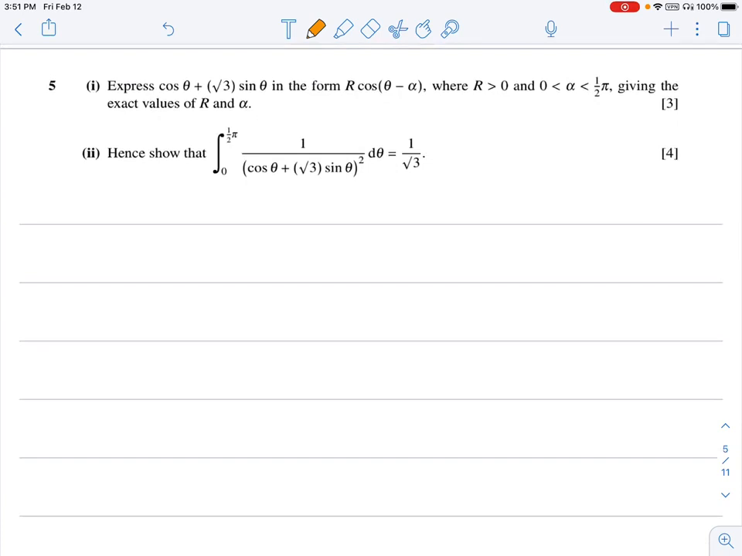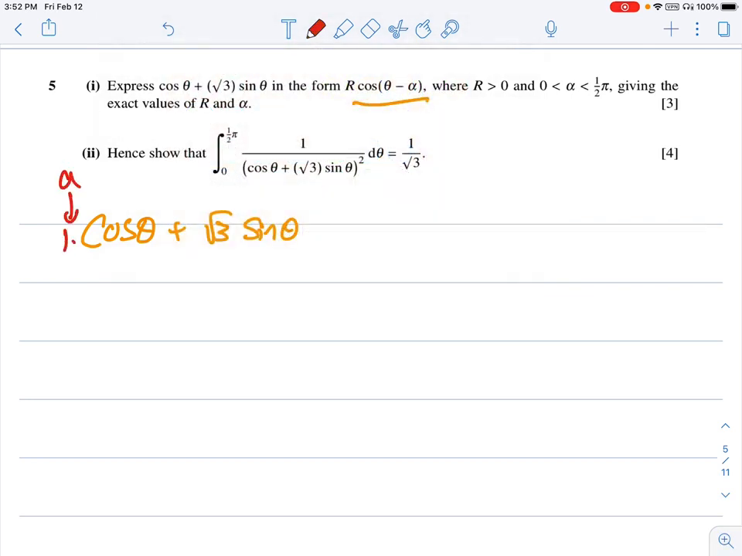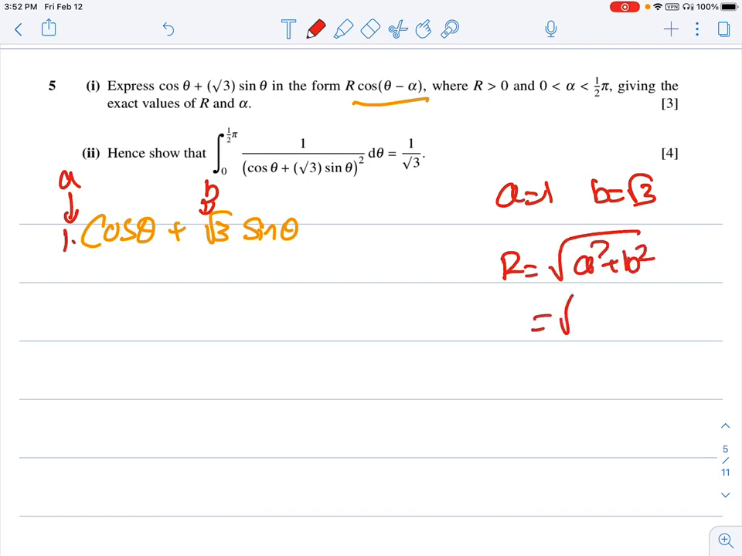Now coming to question number 5. Question number 5 states: express cos theta plus root 3 sin theta in the form of r cos of theta minus alpha. So cos theta plus root 3 sin theta. There is no number 1 written, so that's a and b. So a is equal to 1, b is equal to root 3. So r is equal to square root of a squared plus b squared, which is 1 plus 3, that is 4, square root of 4, which is 2.